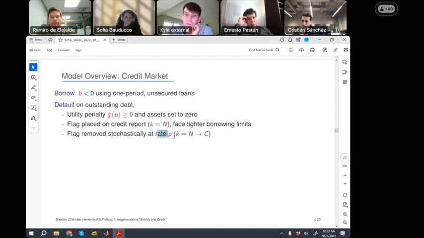So going to Sophia's question about anticipation, there is anticipation. You expect the flag to be removed, and you know the probability with which it's removed, but we remove a state variable by making it stochastic. Something that we could work on, like making it a deterministic two-period flag removal, might be a better mapping to the data. So yeah, open to thoughts on that.